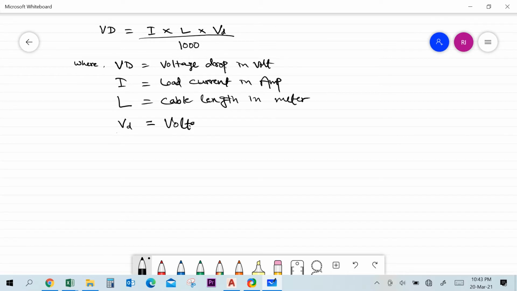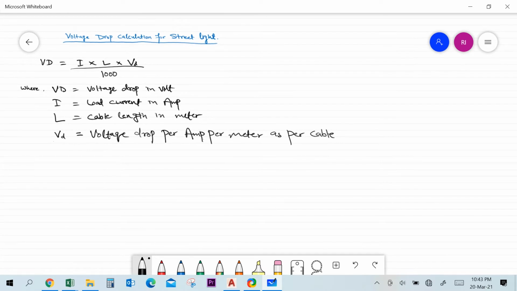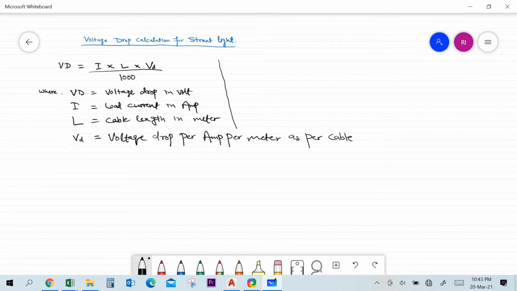VD equal to voltage drop per ampere per meter as per cable. In street light, generally we use 4 core 10 mm square or 16 mm or 25 or 35 mm square. Actually, it depends on the load and the circuit length.